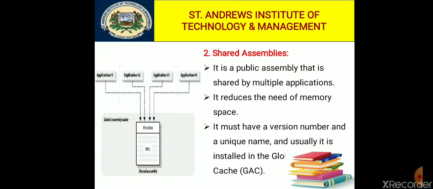In the given diagram, you see that we have multiple applications and we have an assembly. In the assembly we have metadata and MSIL, and this block is called the global assembly cache. The name and the version are unique.